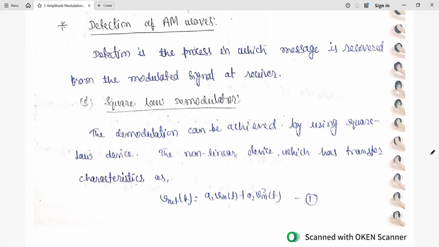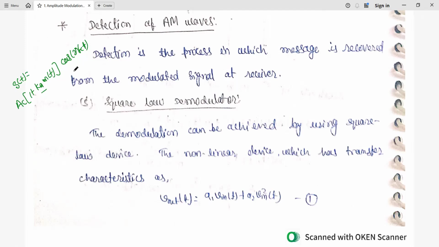In the previous lecture, we have seen the generation of AM waves. Here we are going to see the detection of the AM waves. So what is the general expression of the modulated wave? That is s(t) = Ac[1 + ka m(t)] cos 2πfct, where ka is the amplitude sensitivity and fc is the frequency of the carrier signal.